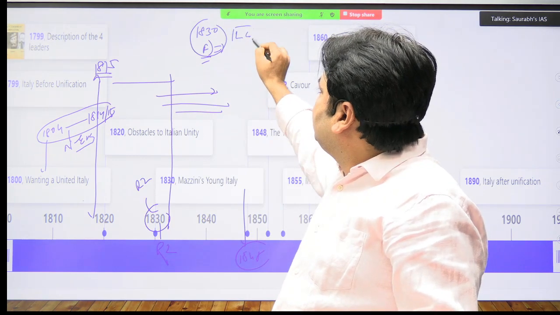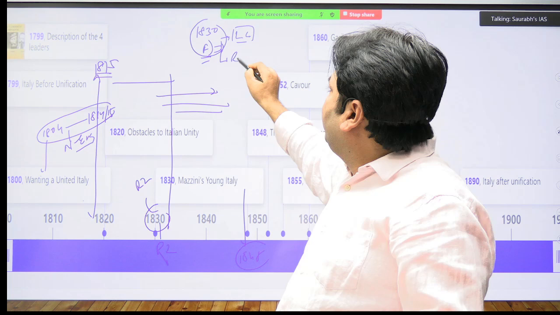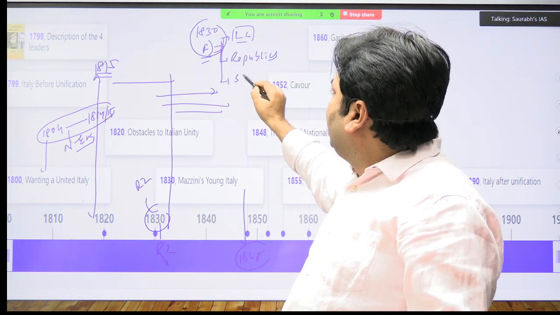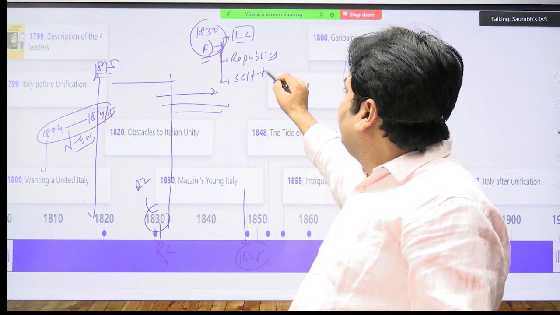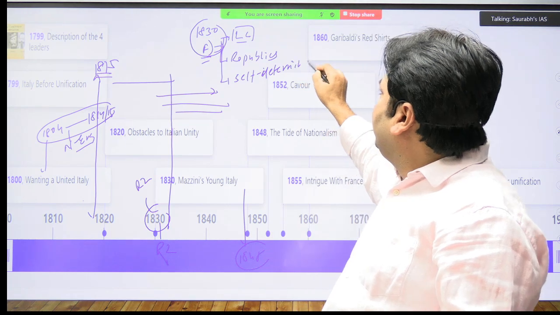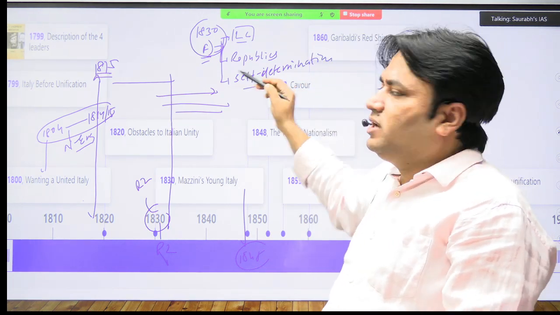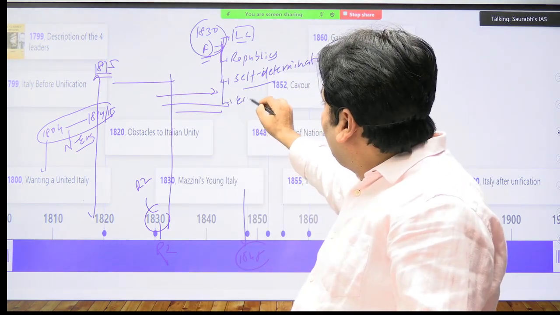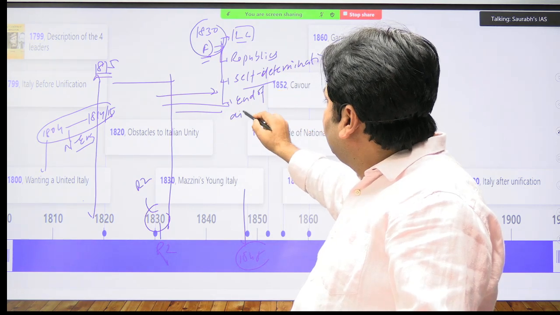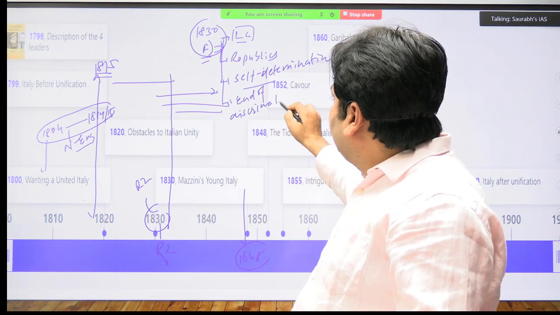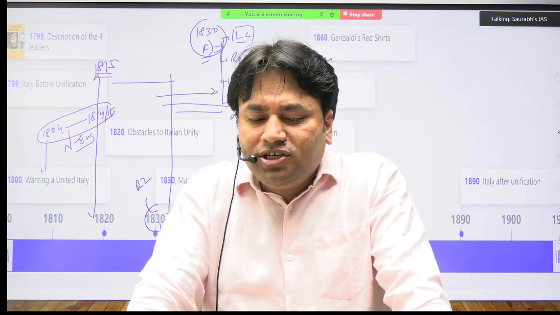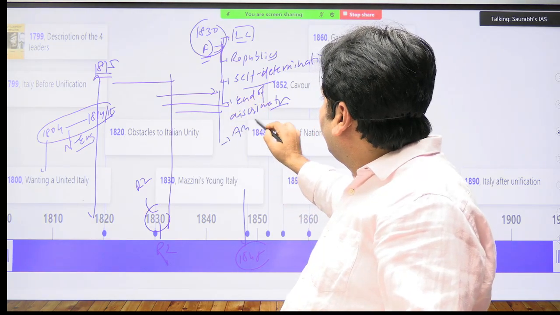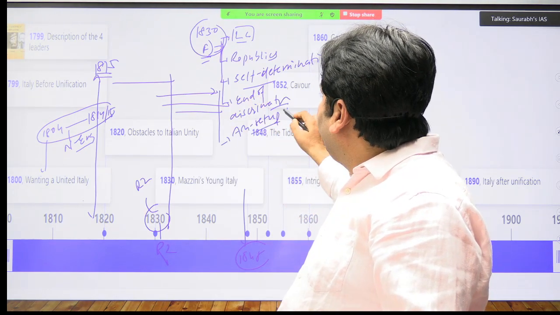Liberal constitution. The people will demand for what? Republics. The people will demand self-determination, about their rights, about their culture. These are the important demands. The people in France will demand that all discriminations must be ended. They will also demand that the absolute monarchical setup also be ended.